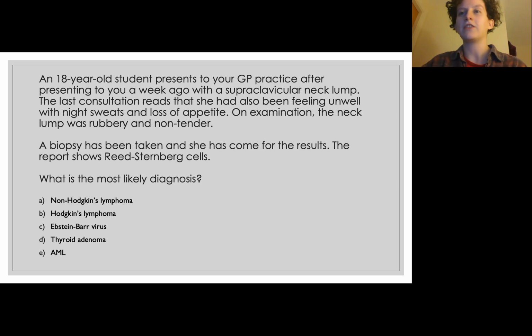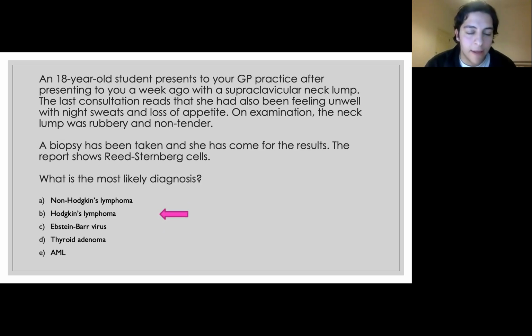So we've got a few people in the chat saying B. Fantastic. B is the correct answer. So the main things which point towards that are quite a young patient, supraclavicular neck lump, presence of B symptoms with the night sweats and loss of appetite, and it's described as rubbery, which is often how they describe the neck lumps in lymphomas. And Reed-Sternberg cells, of course, is the main differentiator between options A and B.